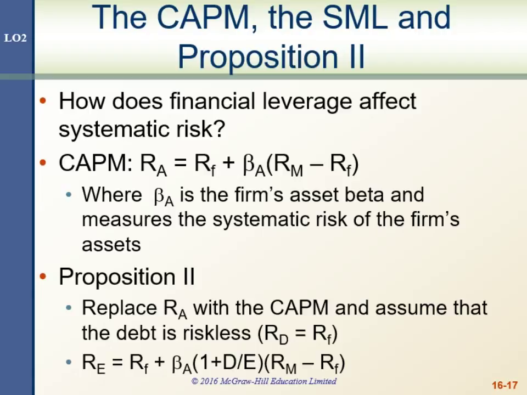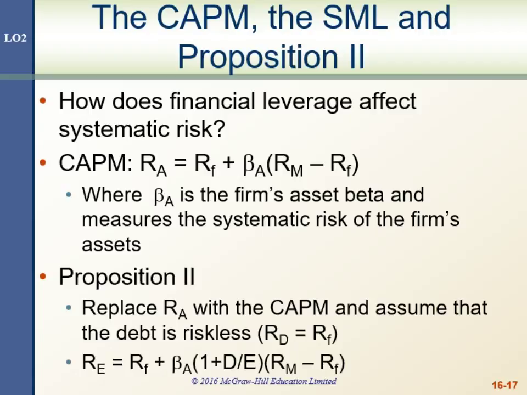So we had discussed the M&M propositions, and we determined that in the absence of taxes, changes in the capital structure of the firm can't actually change the value of the firm. So the capital structure is essentially irrelevant.